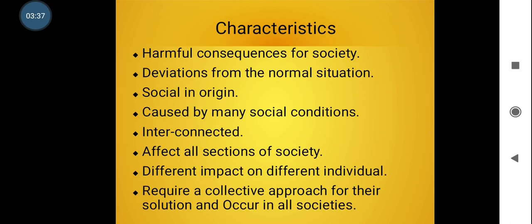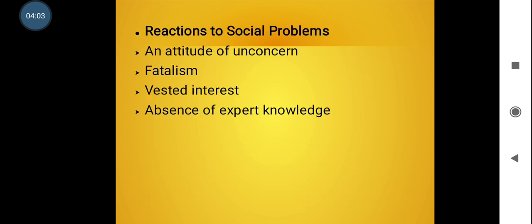Next is the characteristics of social problems. Harmful consequences for society, deviations from the normal situation, social in origin, caused by many social conditions, interconnected, affecting all sections of society, different impact on different individuals, requiring a collective approach for their solutions, and occurring in all societies.